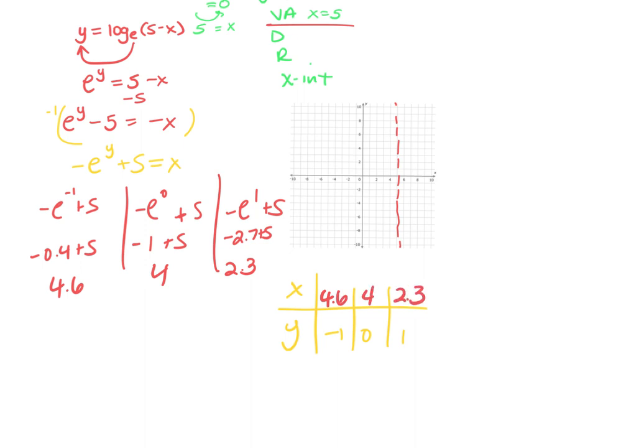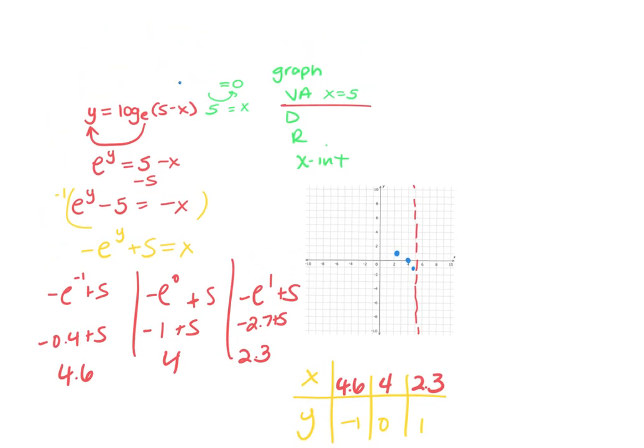And then you go to your graph. 4.6 and negative 1, 4, 0, and 2.3, 1. Because of the negative on the x, it's going to flip it horizontally. So instead of pointing to the right, it's going to point to the left, which is why that curve goes in that direction.